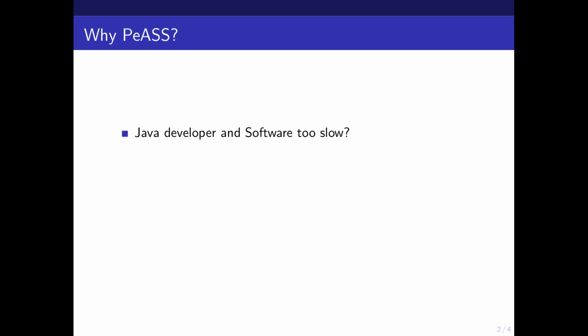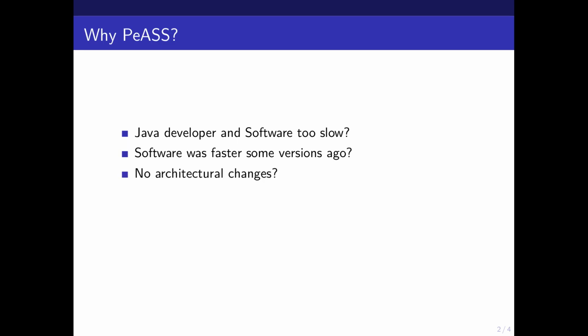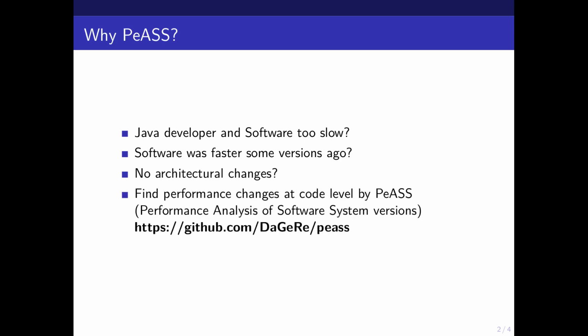Hi, are you a Java developer and is your software too slow? Do you remember that it was faster some versions ago? And did you not do any architectural changes? Then this video could help you. I am going to present Peass, which finds performance changes at code level in Java software.